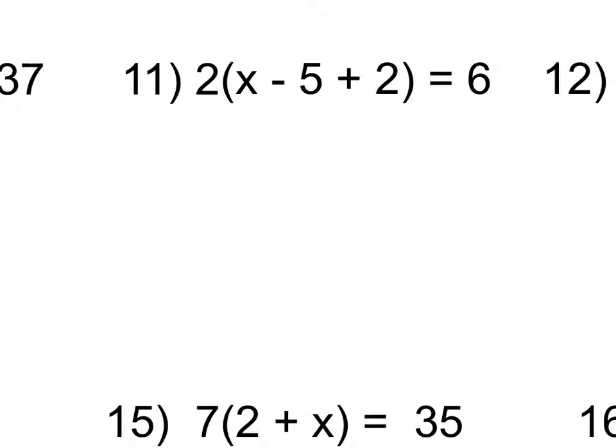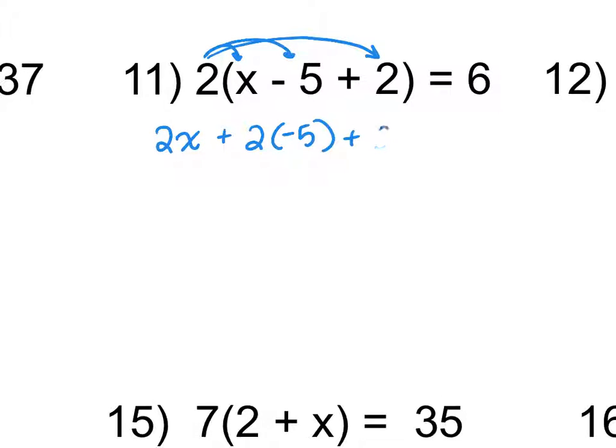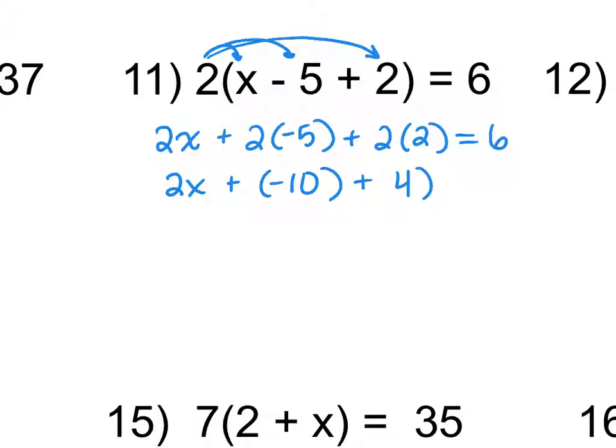So we're looking at problem 11 here. It's still a distributive property, but now this time we have 3 numbers on the inside, but it's still the same process. So we're going to take whatever's on the outside, multiply by everything on the inside. So I have 2 times x, we'll call that 2x, plus 2 times -5, plus 2 times 2 equals 6. So that leaves me with 2x plus -10 plus 4 equals 6. I don't need this parentheses here.